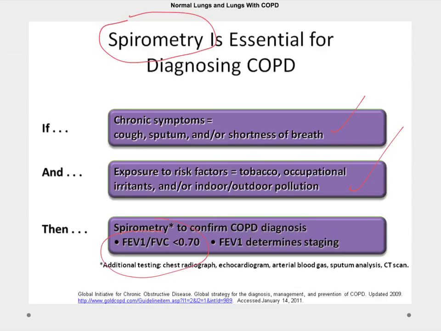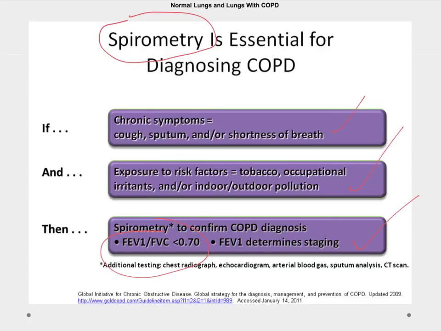Here's some numbers here. You don't have to know that. This is forced expired volume and things like that. Respiratory therapy and the pulmonologist will take care of these numbers. But basically what we need to know is that the third step to definitively diagnose a patient with COPD is to do that spirometry.